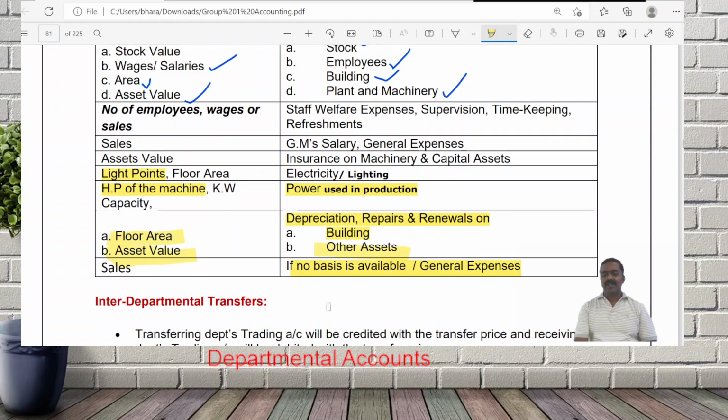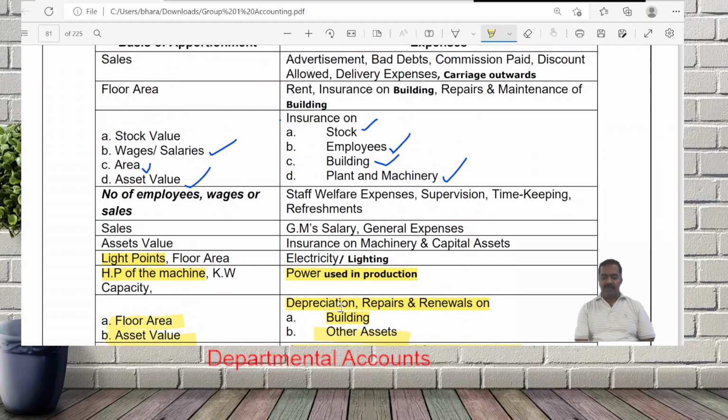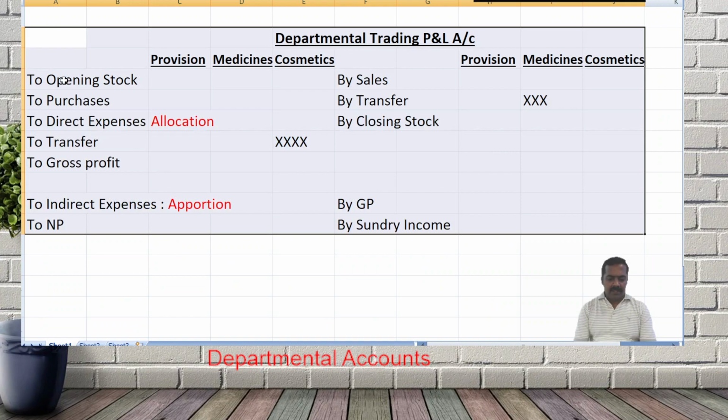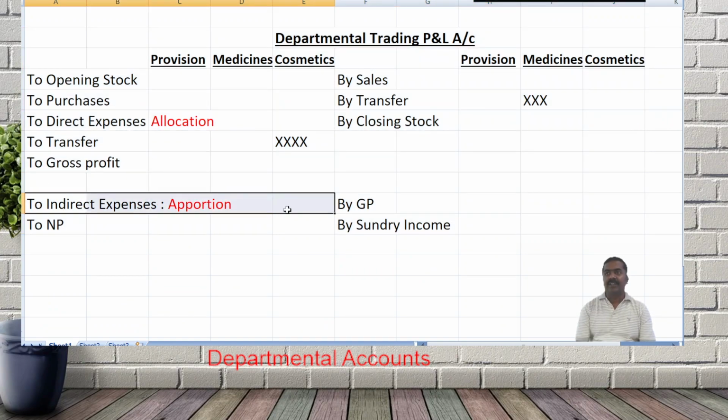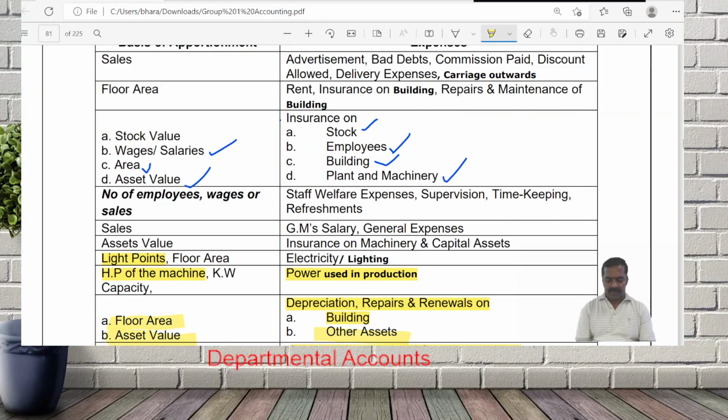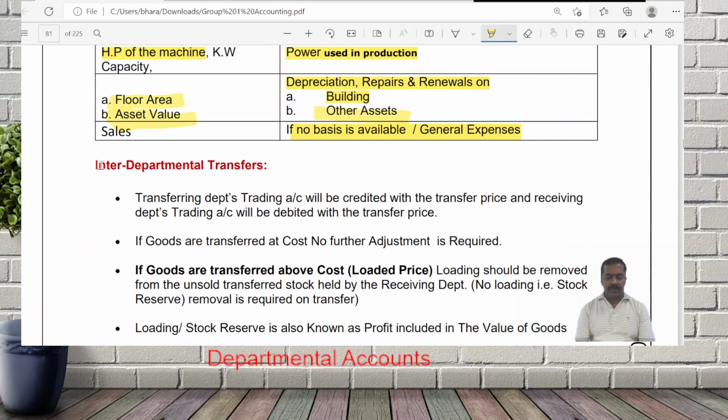Sales basis. So this is nothing but a repetition of your overhead chapter. All these things you would have done in the overhead chapter. Same thing we are going to do here also. So once again, let me repeat. Direct expenses you charge, indirect expenses are apportioned on a suitable basis. Then interdepartmental transfers. This also I discussed. Transferring department trading account will be credited.